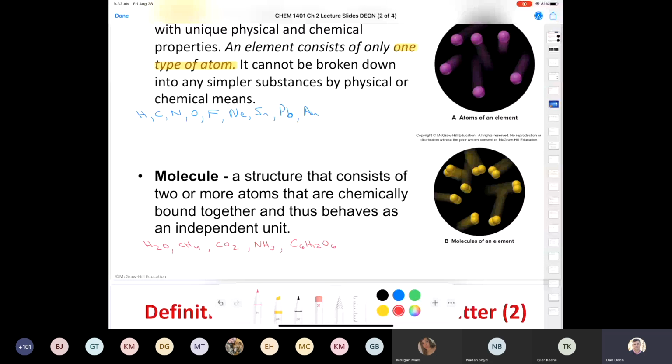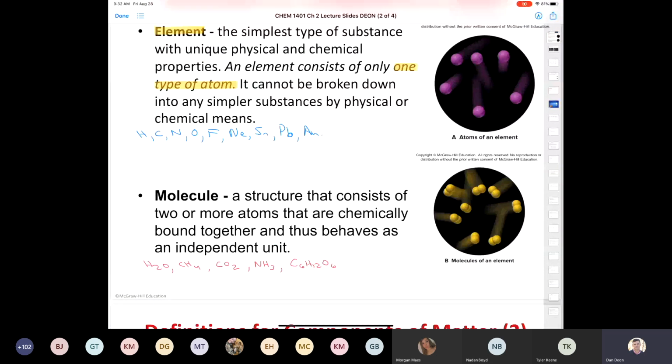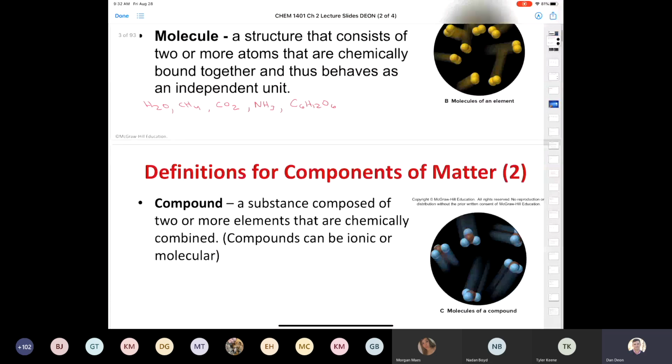Anyhow, we could spend a lot of time on that, but let's take a look at these pictures here. On the right, it says the atoms of an element. So you notice that we have one type of sphere. And then the next one, it says molecules of an element. And sometimes students think, well, that's contradictory. No, it's not, because some elements do exist as molecules, and we will talk about that in a little bit. Anyhow, let's keep going and talk about some more definitions for the components of matter.